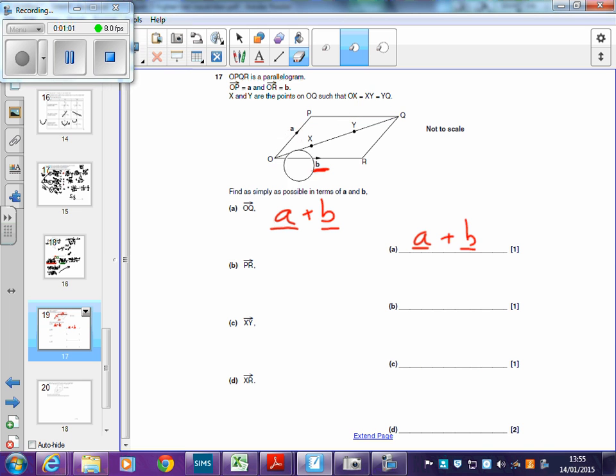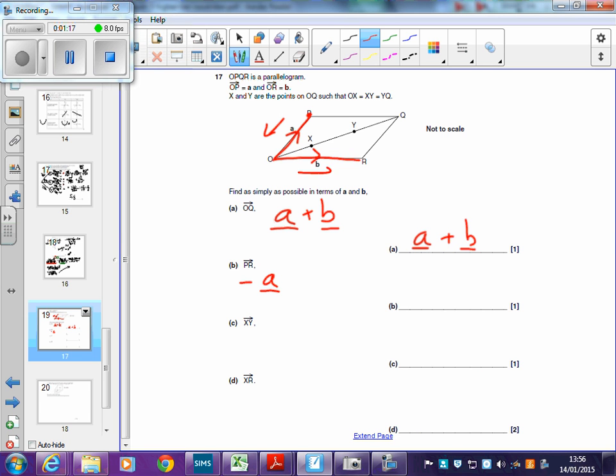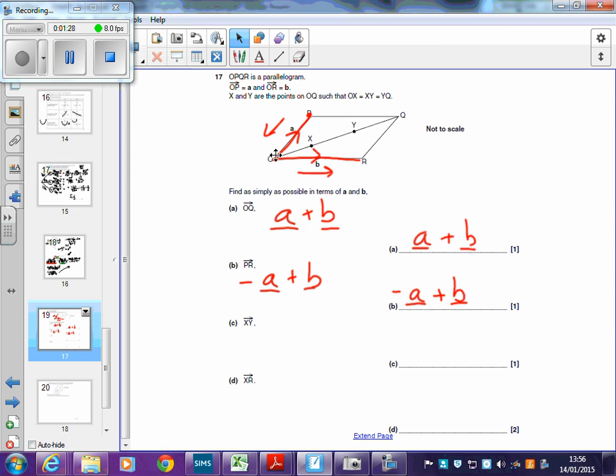Okay, next one, I want to go from P to R. So starting at P, I can go down here and then I can go across to R like that. Now on this first one, the original arrow was pointing that way, but we've travelled that way down it. So that means we've gone minus, so it's minus A, but then we're going with the direction of the arrow on the other one, so it's plus, so minus A plus B. You can write that as B minus A if you want, and that generally looks a bit nicer, but mathematically it doesn't make any difference.